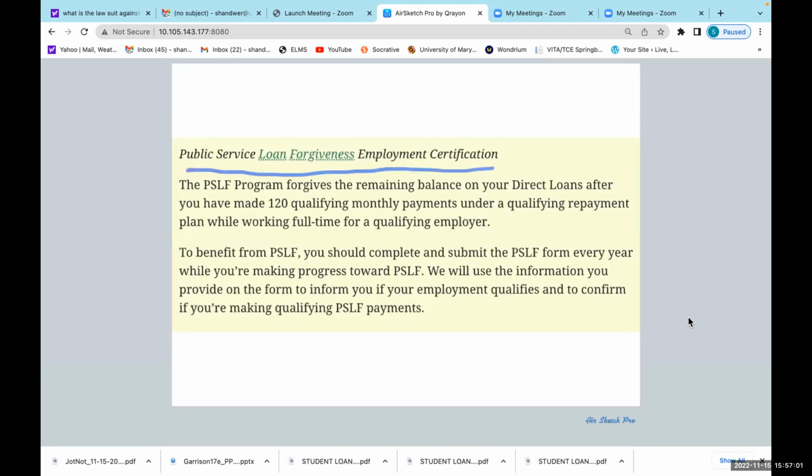You just do a search for the Public Service Loan Forgiveness Employment Certification. If you are working for the right type of employer, you should be filing one of these every year, just to make sure you're staying qualified and you're not lost in the system, so that after 120 payments, meaning 10 years, 120 months of being on the program, your loan will be forgiven, whatever's left over. So that's words of advice. Check to see who qualifies, in case you're thinking of a job change.